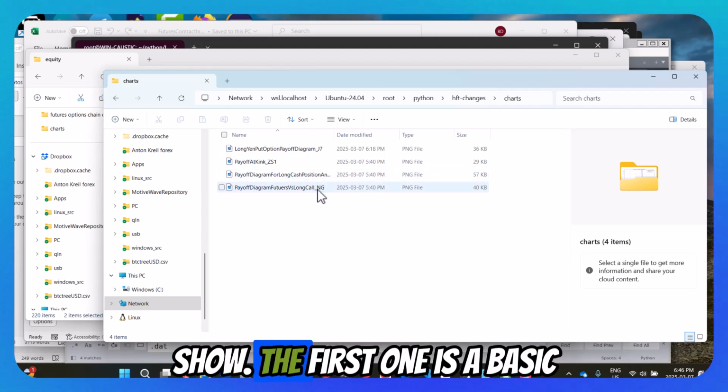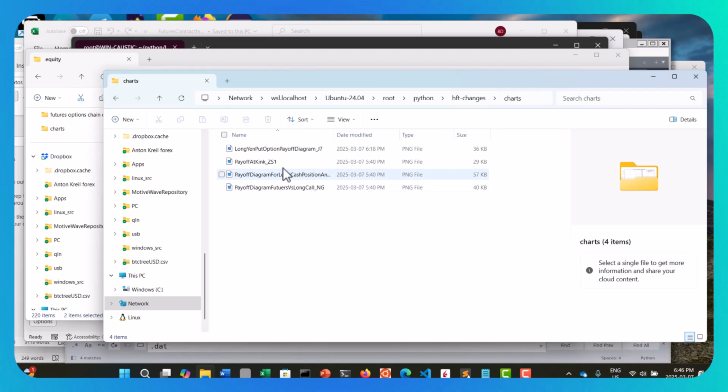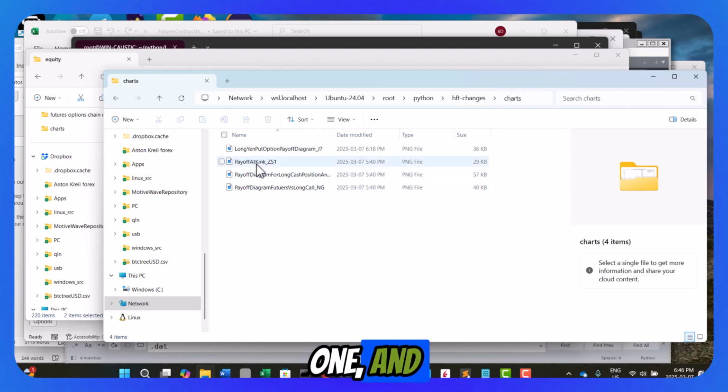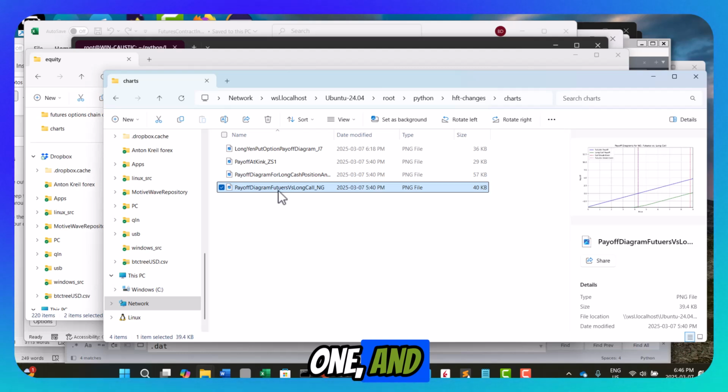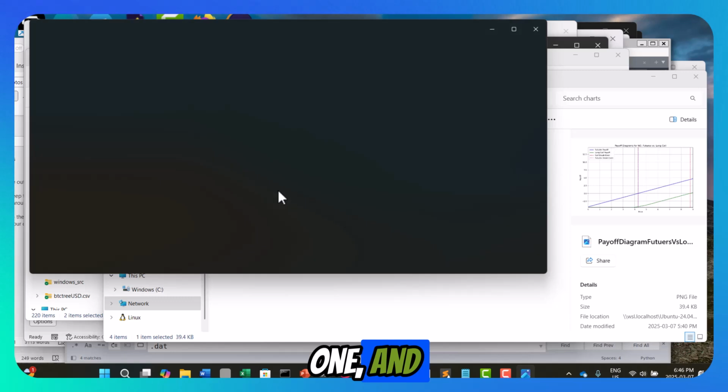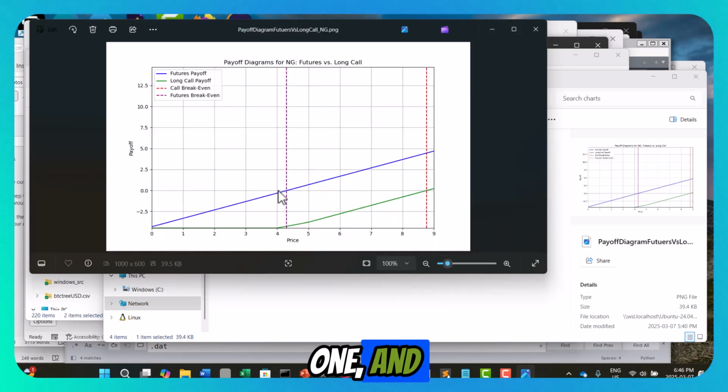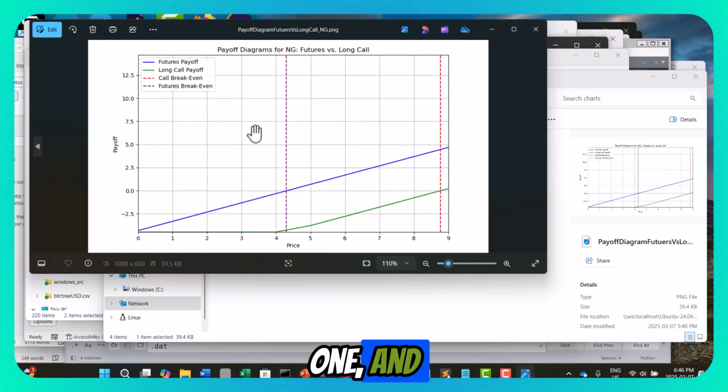The first one is a basic one, and basically this is for natural gas now, what I'm about to show you. So this is standard, what a lot of institutions use. This is a payoff diagram of natural gas, a future versus a long call.